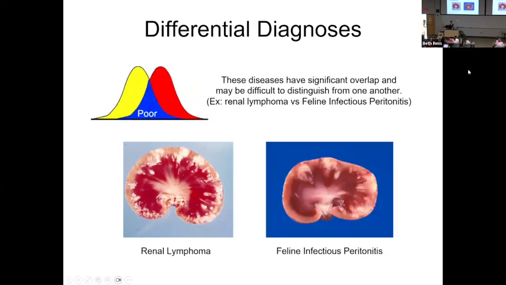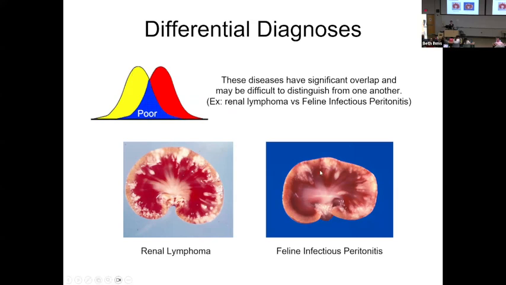Compare that to renal lymphoma in a cat and FIP in a cat. If these weren't labeled, could you tell me which one was which? I couldn't even tell you which one was which. These diseases look so similar. Really hard to tell apart, we need microscopy for this. So this is the case where your differentials are going to be important.